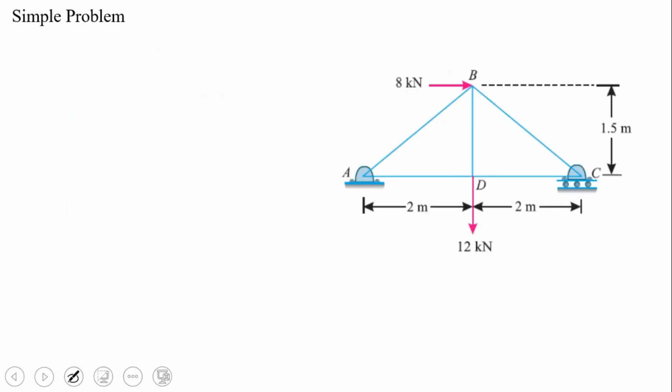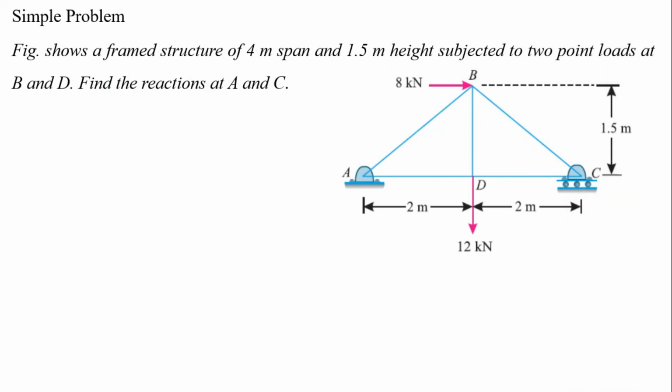So let us solve a simple problem. This is the picture, a framed structure of 4 meter span and 1.5 meter height subjected to 2 point loads at B and D. At B the point load acts horizontally, and at point D a vertical force of 12 kilonewton is acting downward. Find the reactions at A and C.